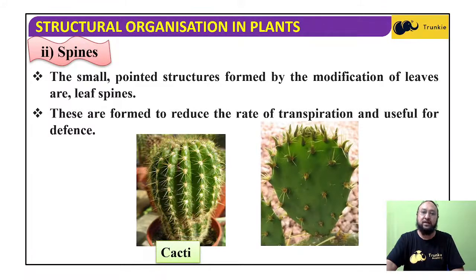Okay, as we find in the case of the cacti, because here water is not available in sufficient quantity. There is a scarcity of water. Okay, and these are the leaf spines of Opuntia.